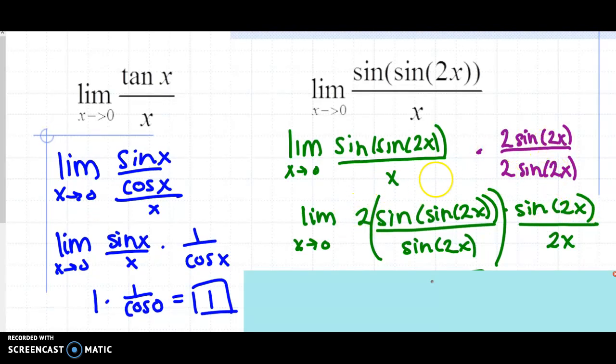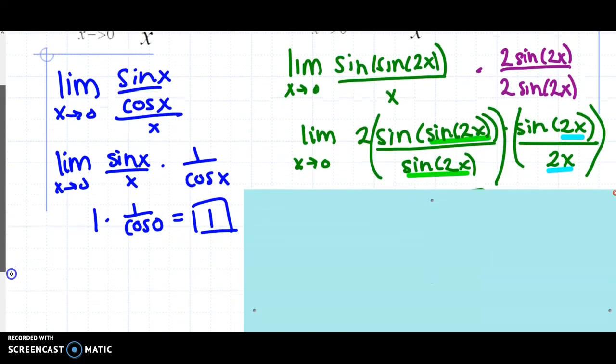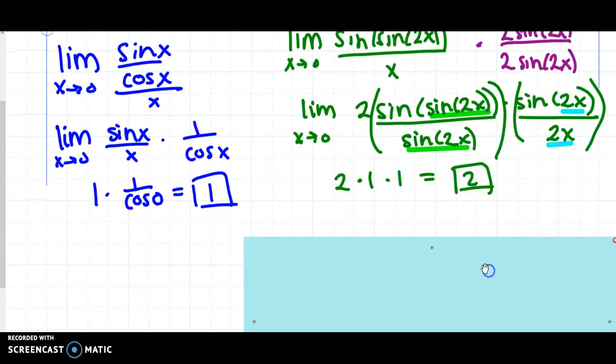And then I had times 2x. So these are grouped. Now notice that since these match, maybe I'll highlight it for you guys. Since this and this match, and since this and this match, we're good to go. Now we can use that special trig limit. And now I know that I have, using direct substitution, 2 times 1 times 1, right? So that came from here, it came from here, and obviously the 2 came from the 2. So this limit equals 2.